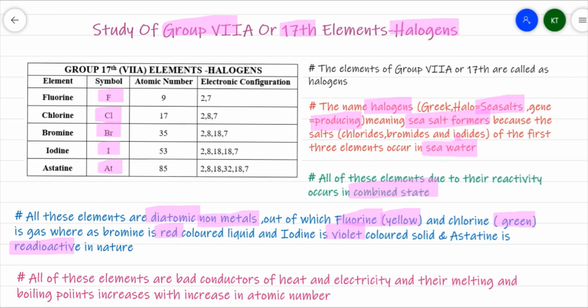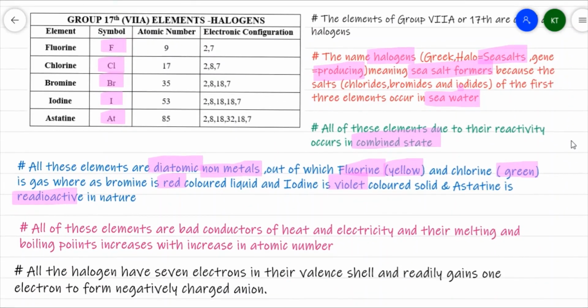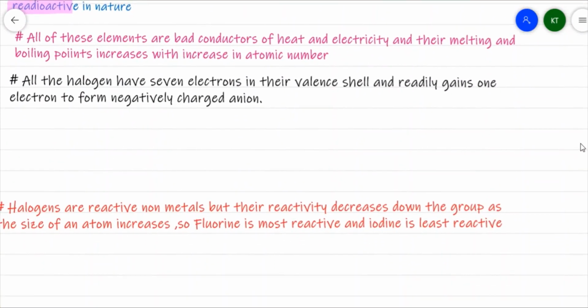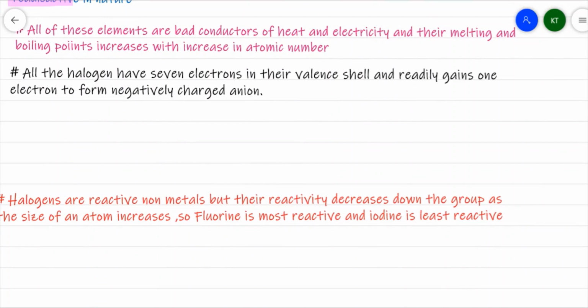Generally these elements do not have any free electrons. Unlike metals, these elements lack free electrons, that's why they are not good conductors of heat and electricity. These elements are bad conductors of heat and electricity. Apart from that, the melting and boiling point increases with increase in atomic number. That means as I move from fluorine to iodine, the melting point and the boiling point of the substance increase.